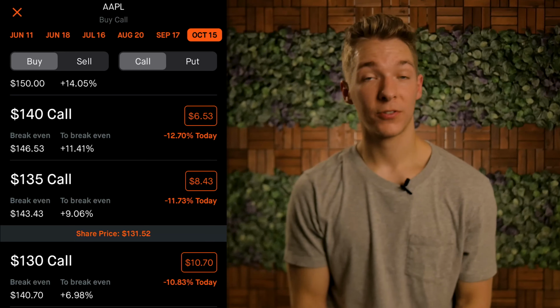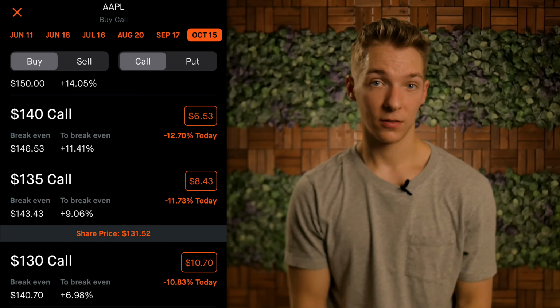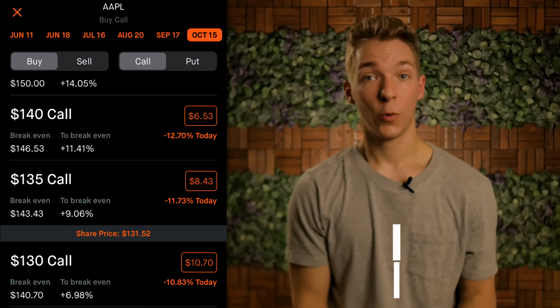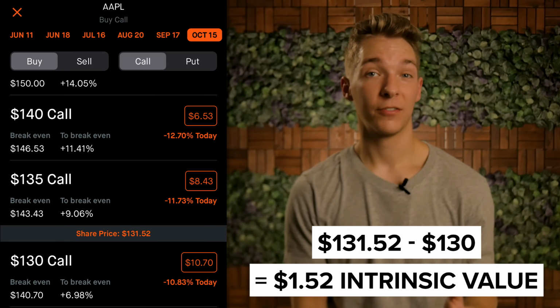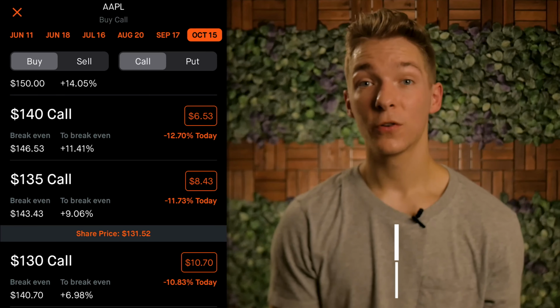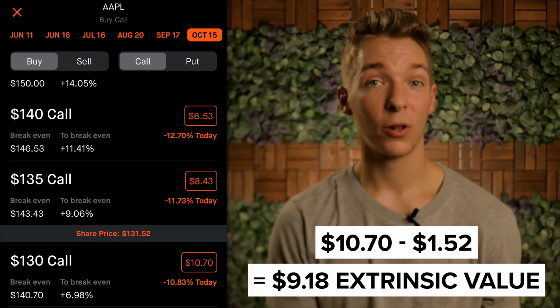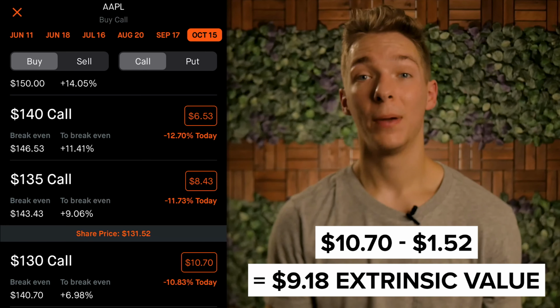To revisit the Apple example from earlier, we looked at a call option with a $130 strike price. The stock was trading a little over $131 at the time. With the option premium at $10.70, you're only getting about $1.50 of intrinsic value with that option, the rest being extrinsic value. That's over $9 of extrinsic value that will erode over time, which means you need the stock to move up quite a bit for you to break even and make a profit.